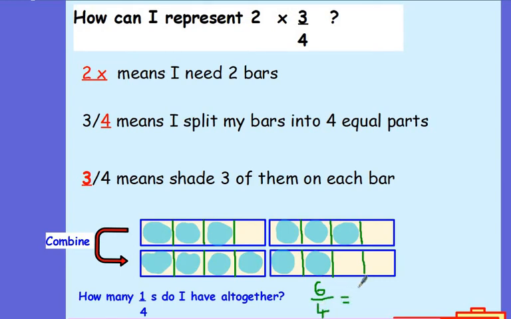I can simplify that. I can say that's the same as 3/2 or 1 1/2.